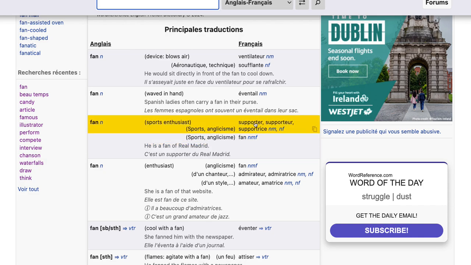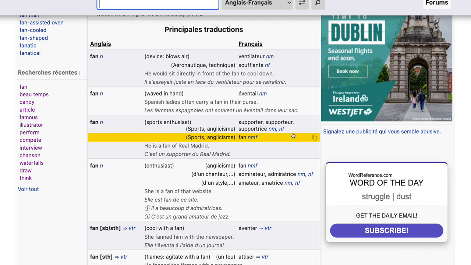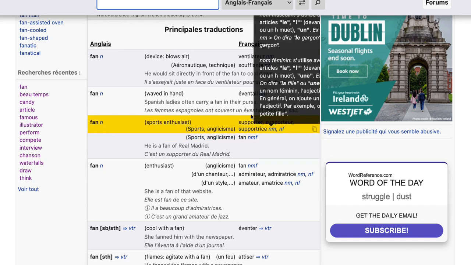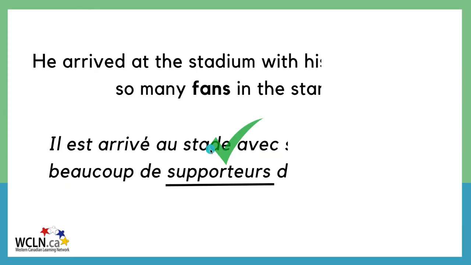And so then here are the translations. And we can see that there's a masculine noun and a feminine noun for fan, which is supporter and supportrice. Excellent. I know my word. I can go back to my sentence and put it in.